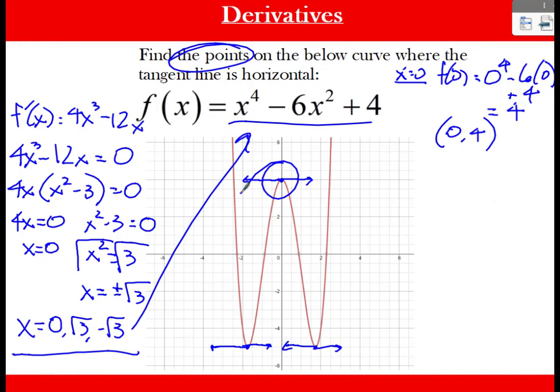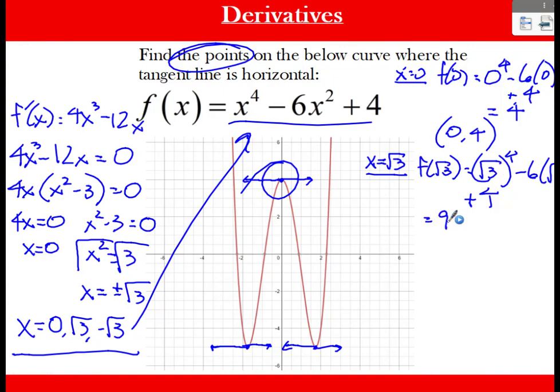Now for x equals root 3, substitute that into the original function. Root 3 to the 4th minus 6 times root 3 squared plus 4. I went out beyond a little bit. Root 3 to the 4th is simply going to be 9, because root 3 squared is 3, and then squared again would be 9.